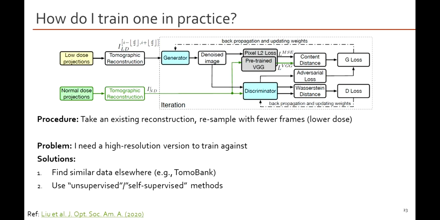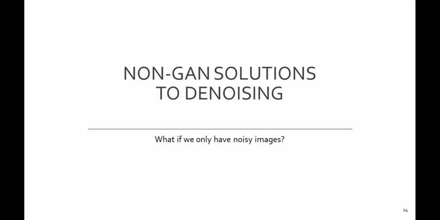Those two words are often synonyms for each other. And we can use them to denoise an image without having to acquire a true denoised image, which we need to train that discriminator. So we'll briefly talk about these non-GAN solutions for denoising that solve the problem of what if I don't have true examples of a denoised structure.